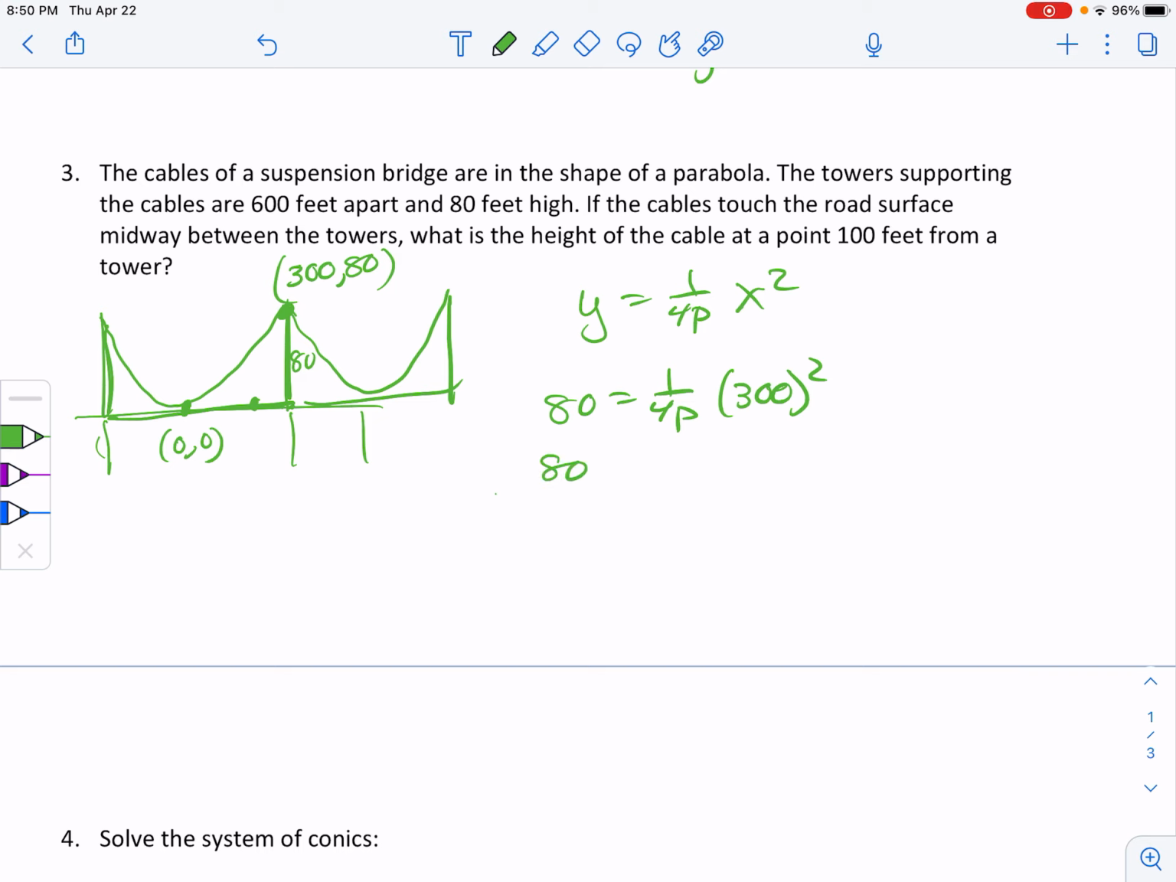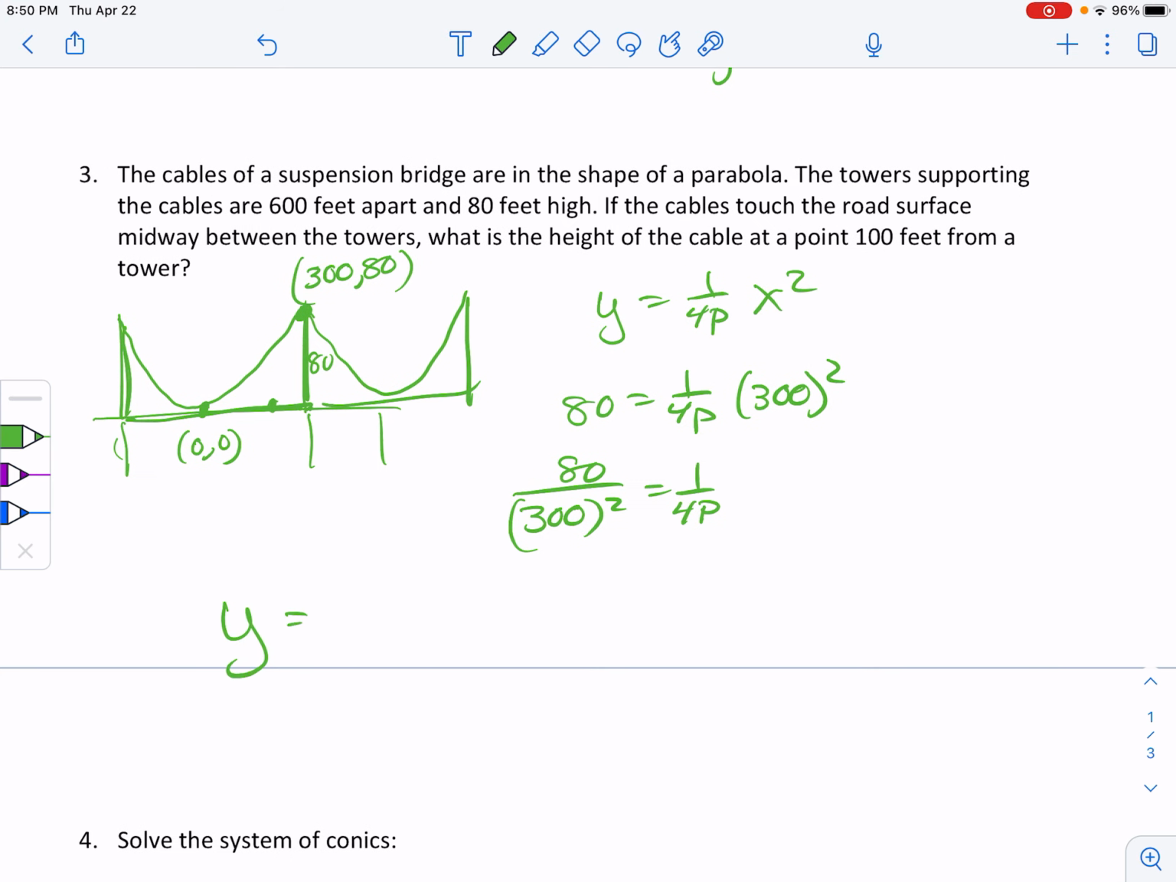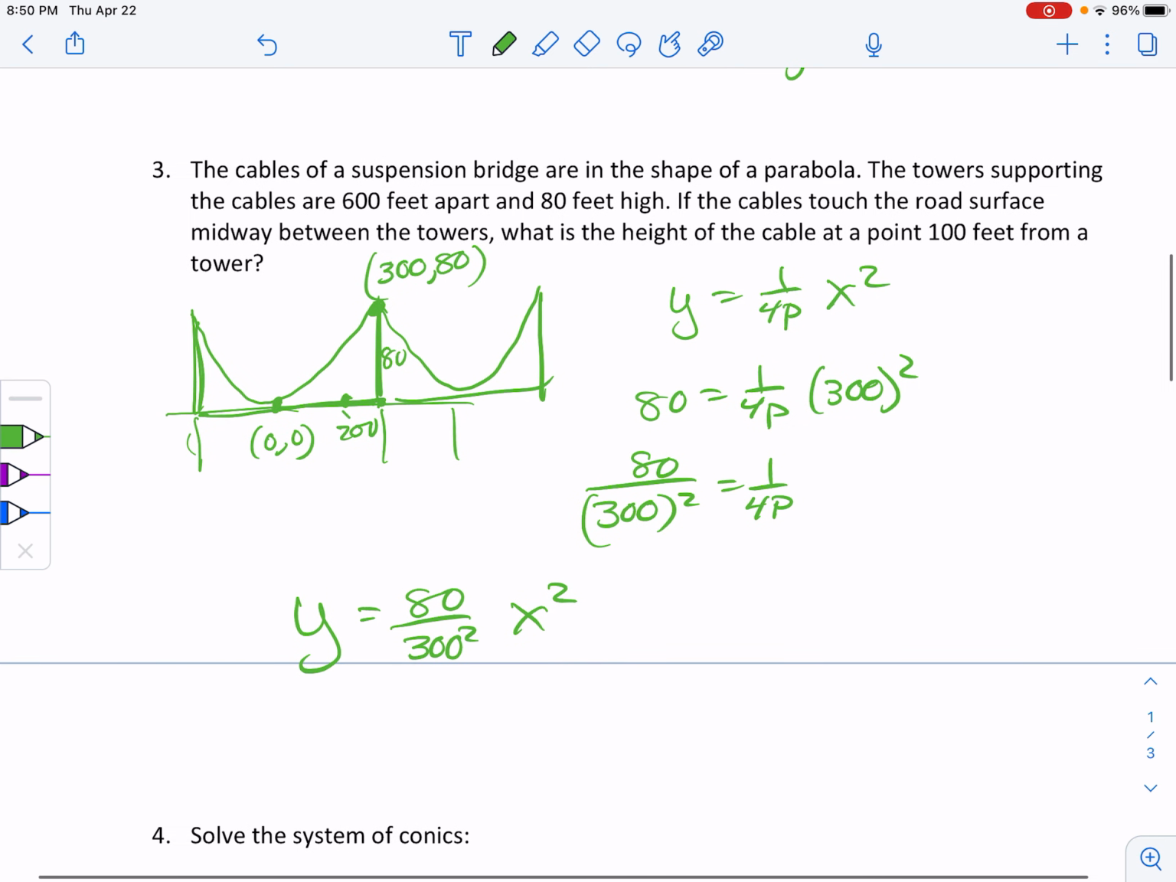Okay, so 80 over 300 squared equals 1 over 4p. So I'm just going to leave my equation that way. So y is equal to 80 over 300 squared times x squared. And then they want to know the height of the cable 100 feet from the tower. So that's right here. So x is equal to 200. Because it's 300 here, 100 feet from the tower brings you back to here. So you plug in 200. So y is equal to 80 over 300 squared times 200 squared.